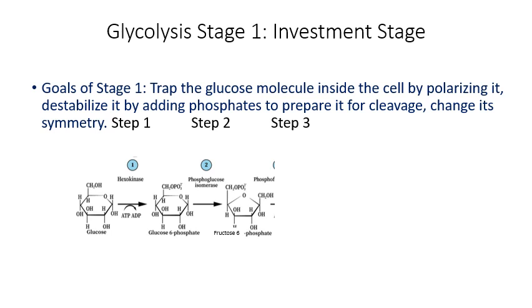Step 2 rearranges the glucose 6-phosphate into its isomer, fructose 6-phosphate. And you can see that this is done by an enzyme called phosphoglucose isomerase. So this changes the symmetry to allow for those two similar molecules to be produced from the original molecule.